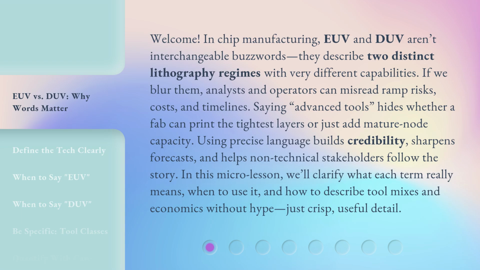Welcome. In chip manufacturing, EUV and DUV aren't interchangeable buzzwords. They describe two distinct lithography regimes with very different capabilities. If we blur them, analysts and operators can misread ramp risks, costs, and timelines. Saying advanced tools hides whether a fab can print the tightest layers or just add mature node capacity. Using precise language builds credibility, sharpens forecasts, and helps non-technical stakeholders follow the story.